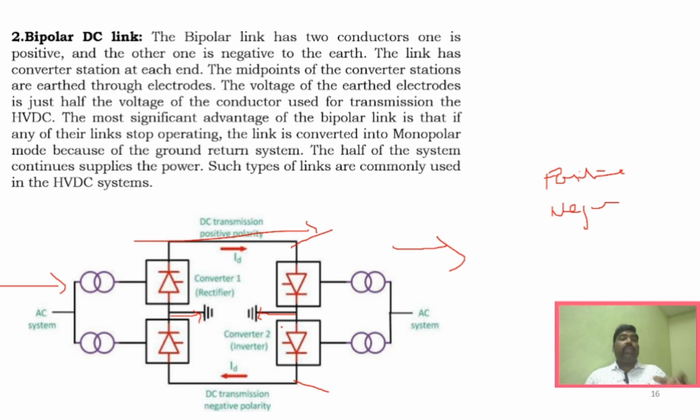So the greatest advantage of the bipolar link is that if one conductor fails, then the other conductor will still supply power, because this earthing electrode will act as a return path, whereas this path alone will act as a monopolar DC link and it will serve. That is the greatest advantage of the bipolar DC link. So if one conductor fails, the other conductor will still continuously provide supply, right? That is called a bipolar DC link.